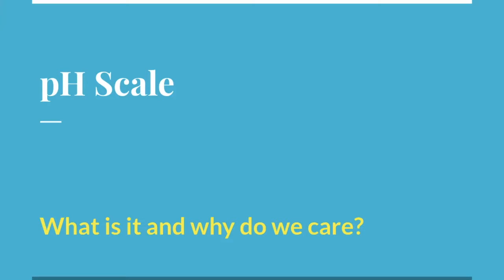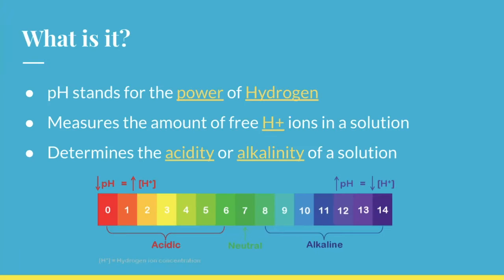Okay, so the pH scale. What is it and why do we care about it? So, pH stands for the power of hydrogen. When we talk about different solutions and whether something is considered acidic or not, we're using this term pH. And we're always going to be talking about the amount of hydrogens that are dissolved within that solution.